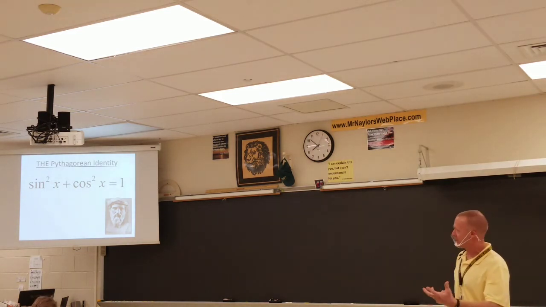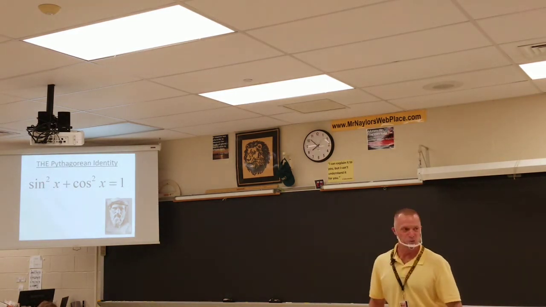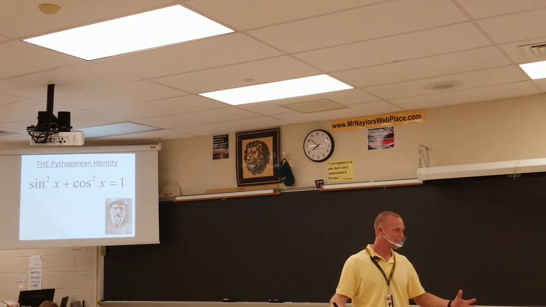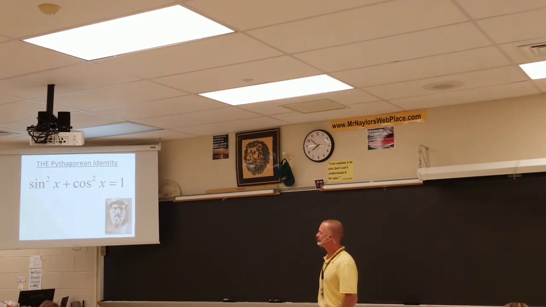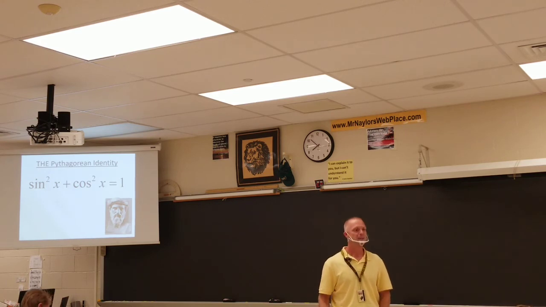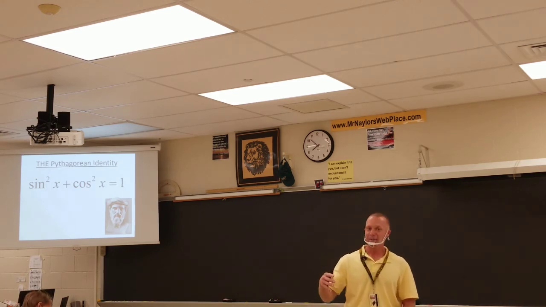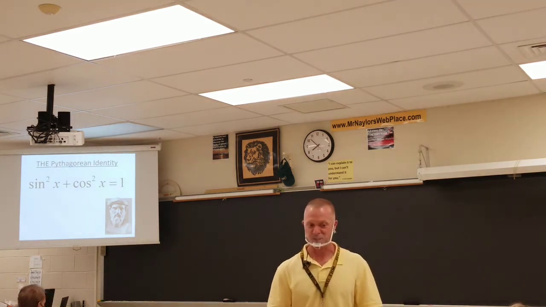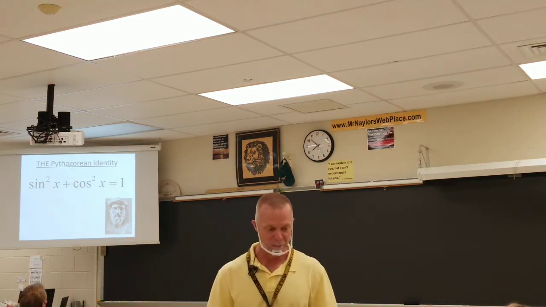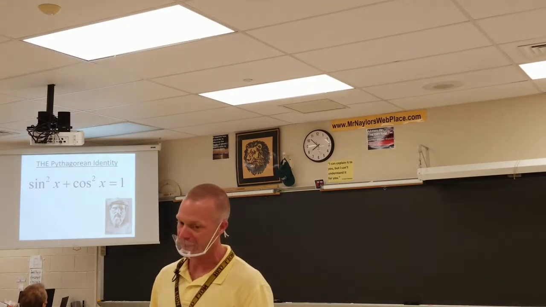Normally, it rattles off our tongues as sine squared plus cosine squared equals 1. Okay? So the placement of the square is kind of new for you guys, but I want you to see it. I want you to hear it. It's what the Pythagorean theorem would say. It says sine squared plus cosine squared equals 1.